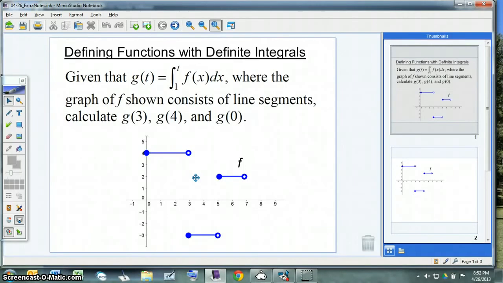Here's our first example. Given that g of t is equal to the definite integral from 1 to t of f of x dx, where the graph of f is shown here consisting of line segments, we want to calculate g of 3, g of 4, and g of 0.